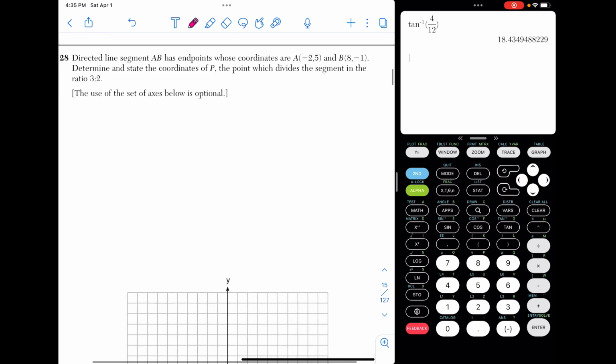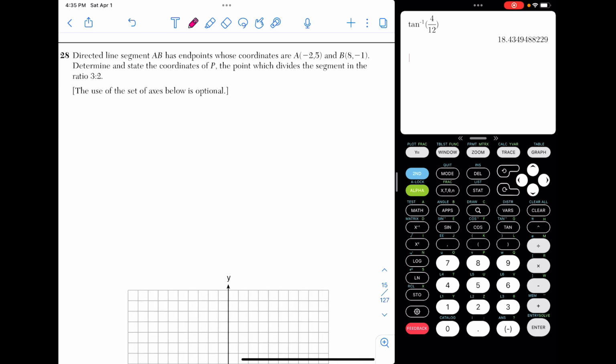Number 28, directed line segment AB has endpoints whose coordinates are -2, 5, and 8, -1. Determine and state the coordinates of P, the point which divides the line segment into a 3:2 ratio.